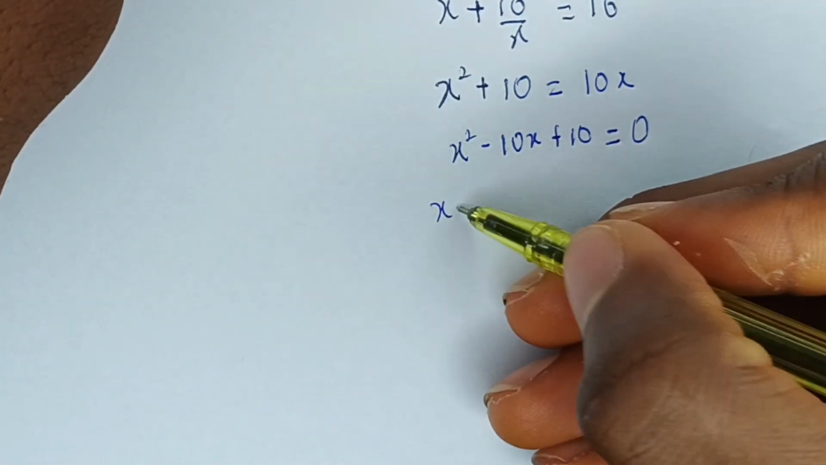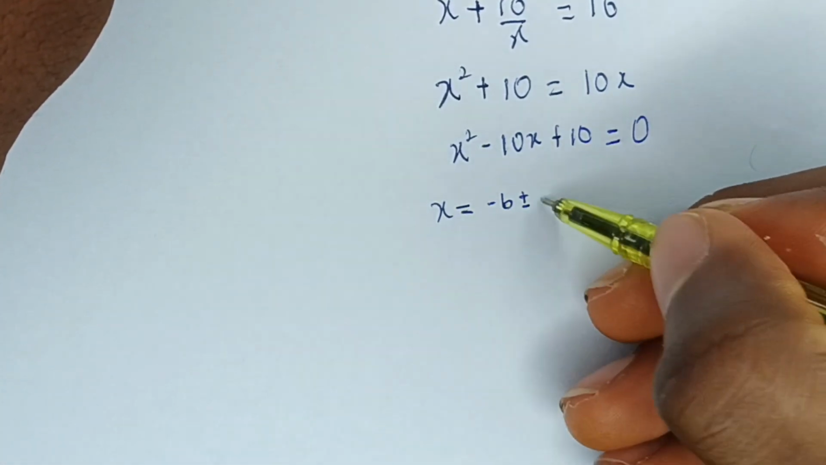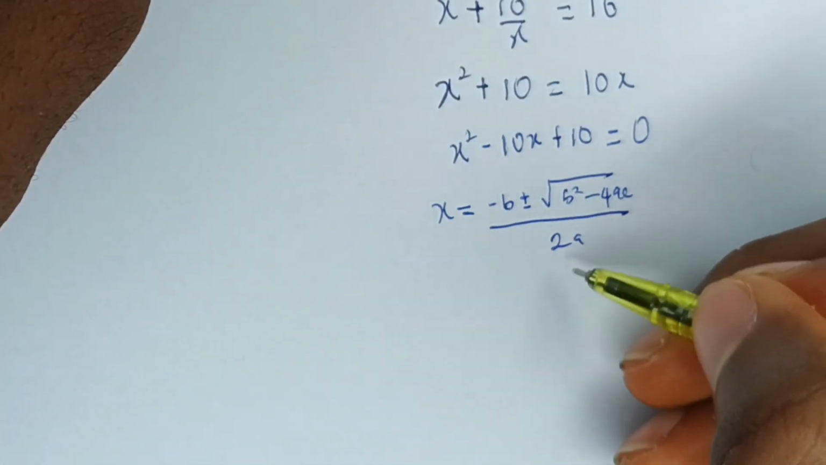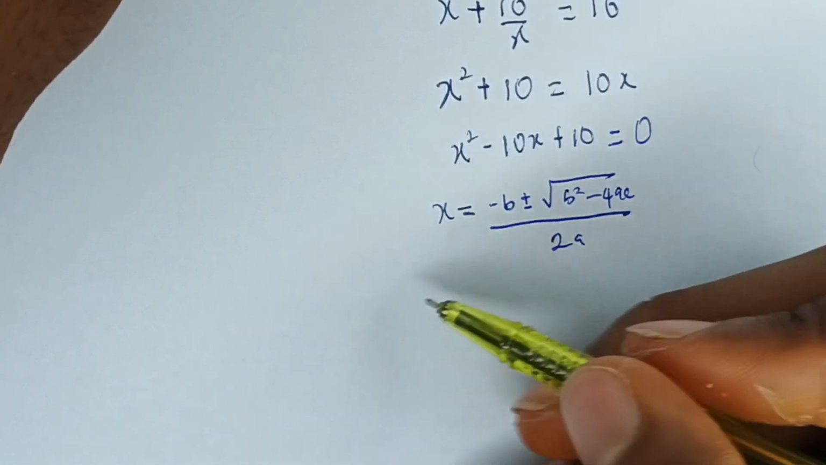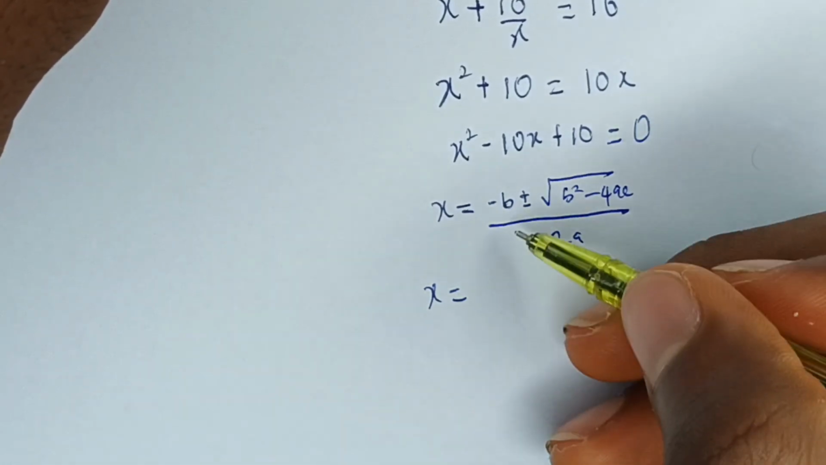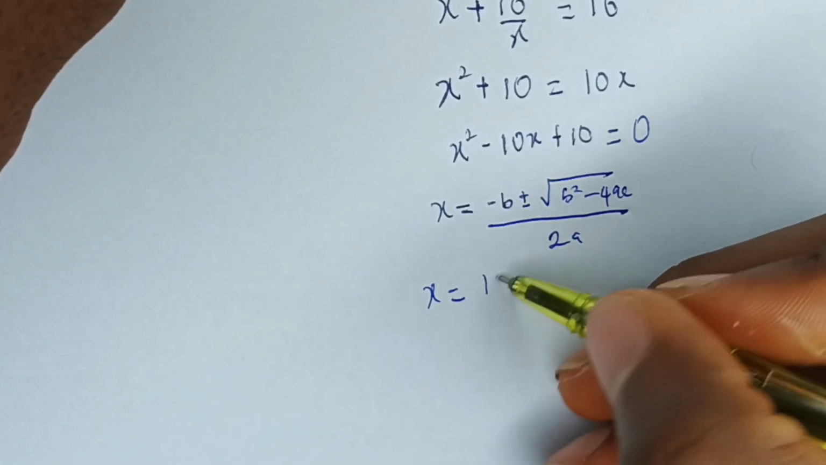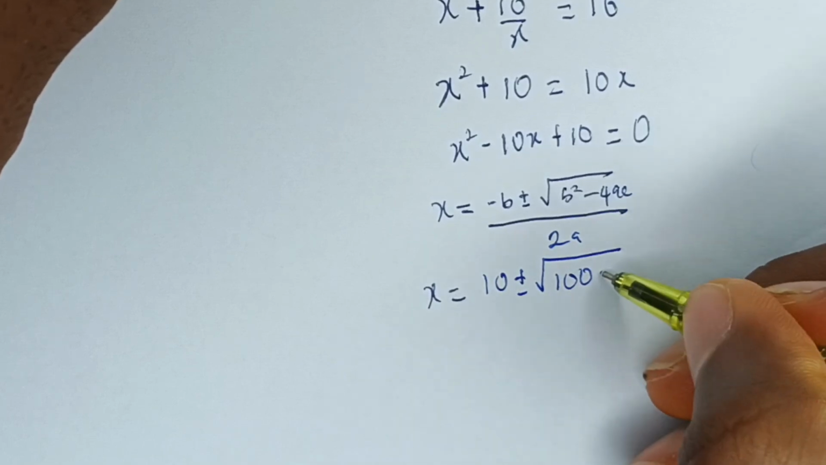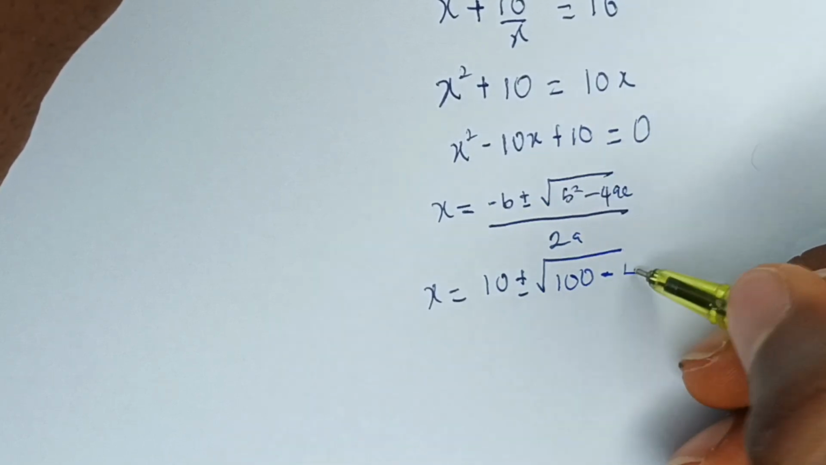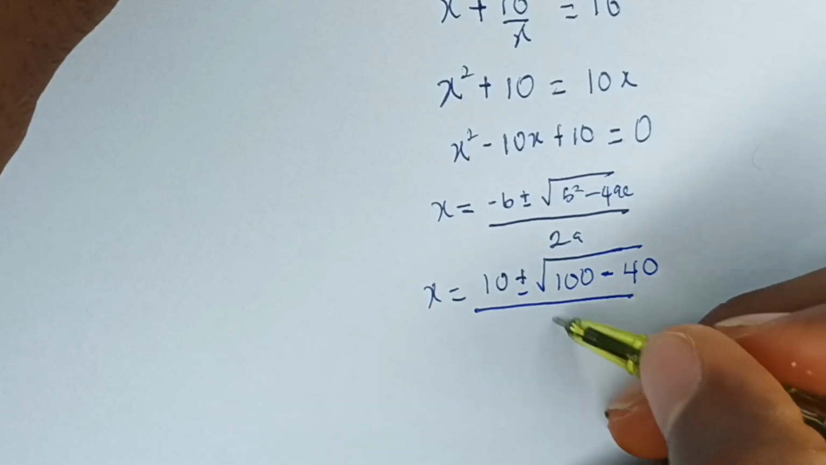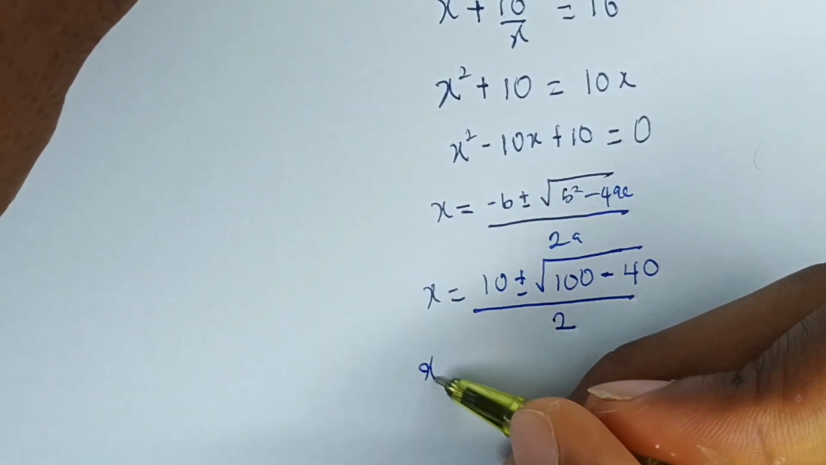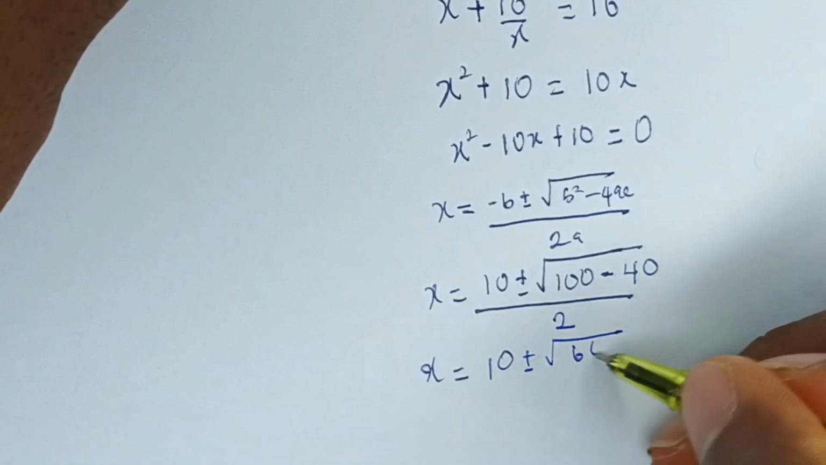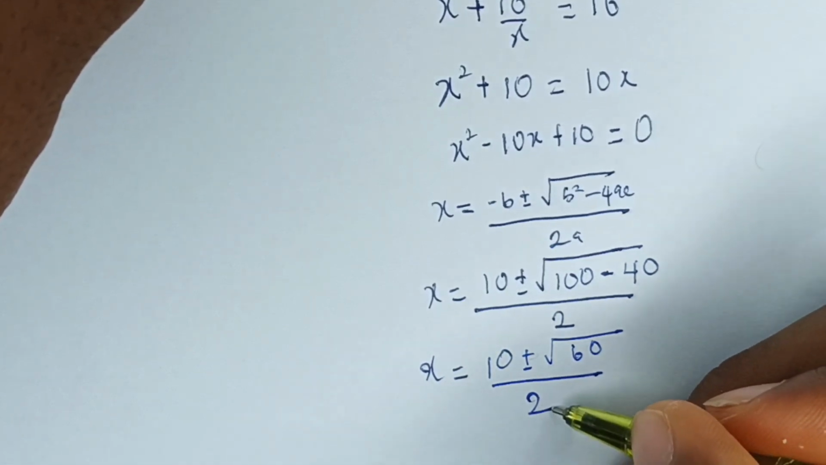Now, recall that x will be equal to minus b plus or minus square root of b squared minus 4ac all over 2a. Applying this here, we have that x will be equal to minus of minus 10, which is 10, plus or minus square root of 10 squared, which is 100, minus 4ac, which is 40, all over 2a, which is 2. Now x becomes equal to 10 plus or minus square root of 60 all over 2.